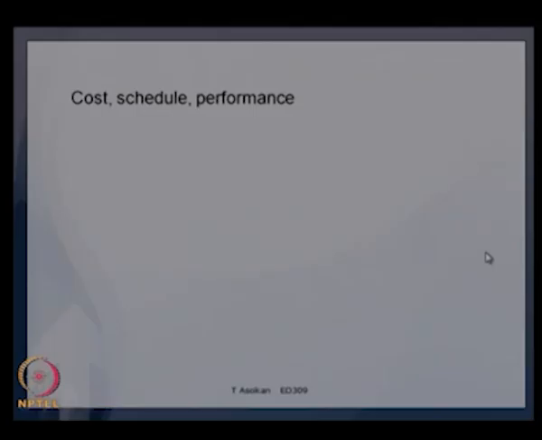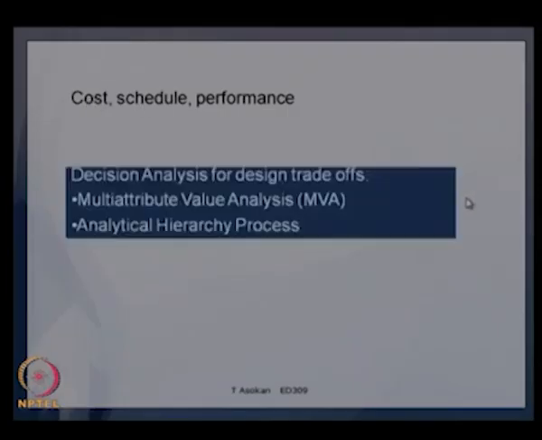Again, there are different ways of doing this. As I told you, the cost, schedule and performance can all be traded off for various improvements in either performance, cost or schedule. This can be done by different methods. For decision analysis for design trade-off, the standard methods are multi-attribute value analysis, which is known as MVA, or the analytical hierarchy process. Any one of these methods can be used for the trade-off analysis.